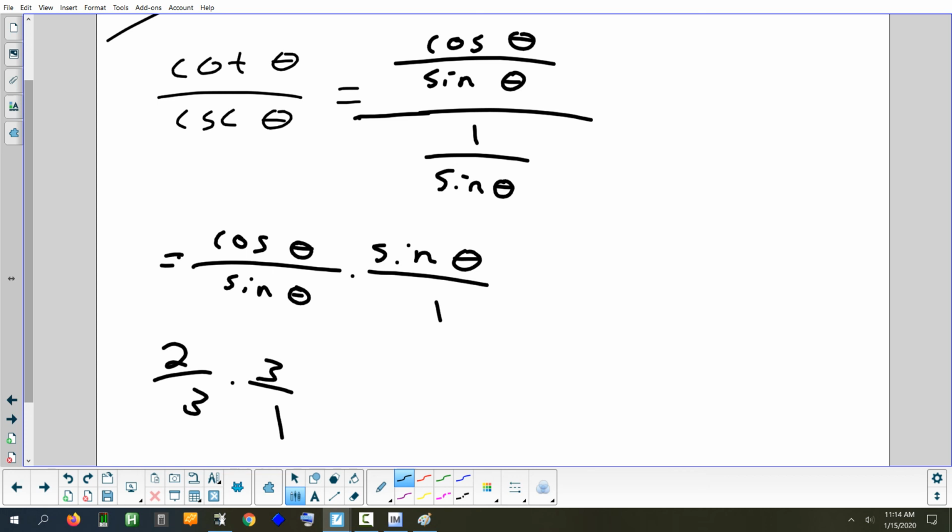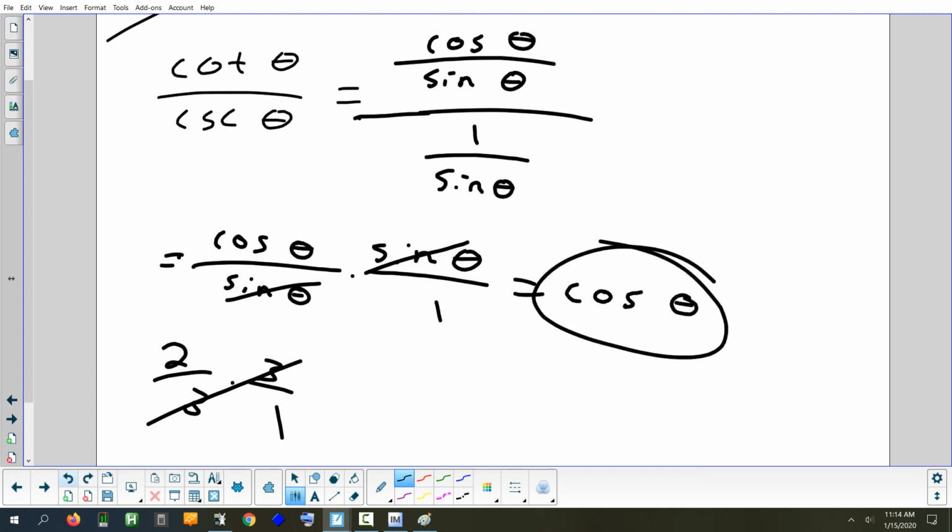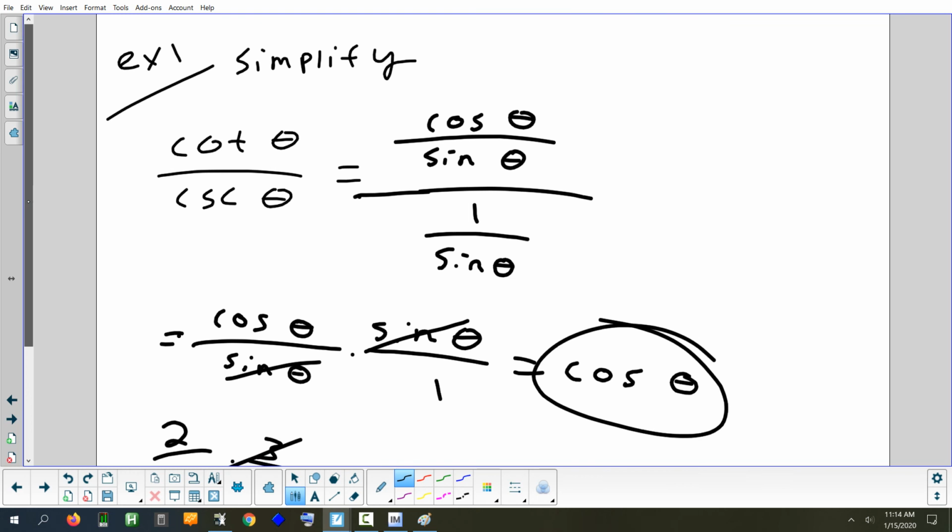What's going to happen when we multiply here? The sines are going to cancel out, just like the 3's would cancel out, and all you're left with is what was in the first numerator and the second denominator: cosine over 1, which is just cosine. And that's an identity. Anytime you take the cotangent and divide by the cosecant, you will always get the cosine. So we took something that had division with 2 trig functions and got rid of the division, turning it into a single trig function. Much, much simpler now.